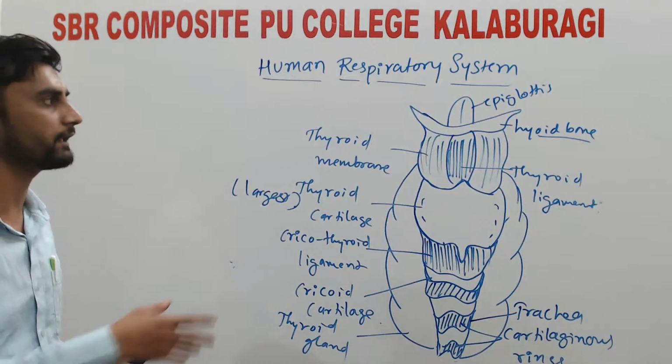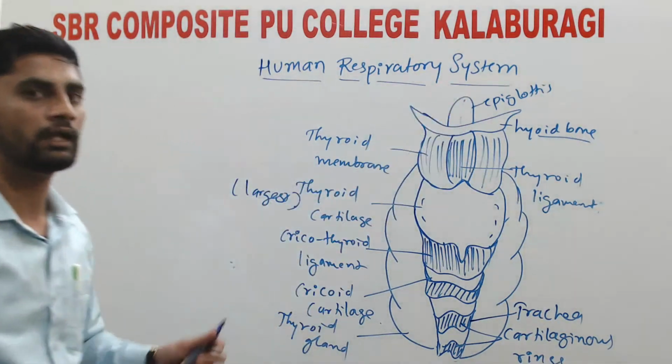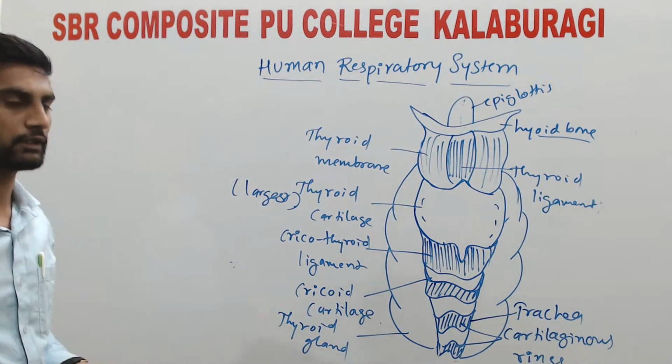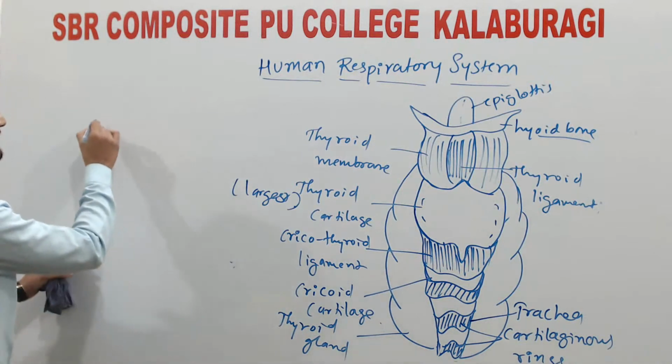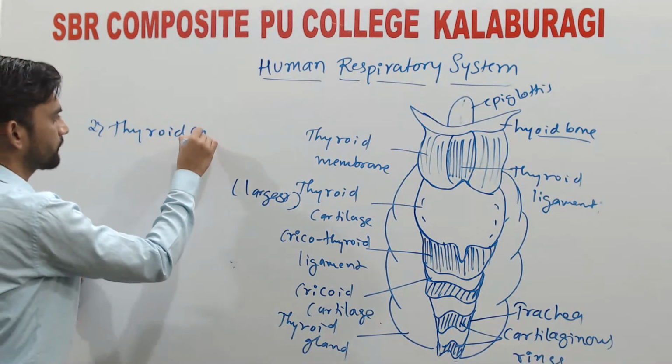First we have completed the epiglottis, its main important role, and which type of cartilage it is made up of. Next, the second one, we'll start with the thyroid cartilage.